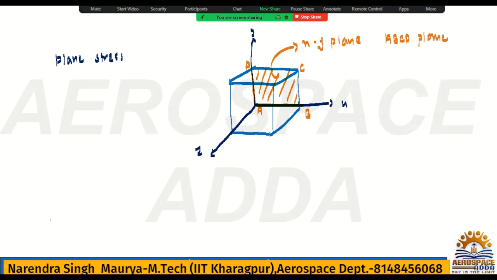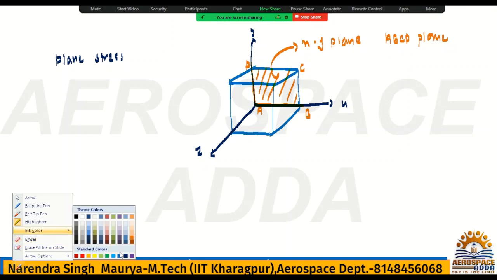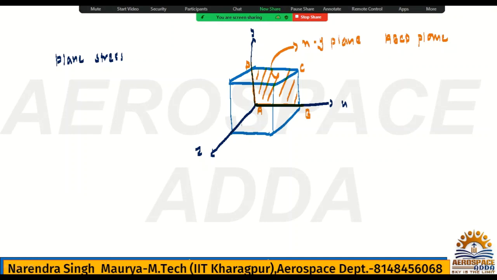Similarly, I can take this one. If you say this plane, we can take, see here. This length is X, and this length is Z. So this is called the XZ plane, which is nothing but A, B, F, E. The A, B, F, E plane is nothing but the XZ plane.